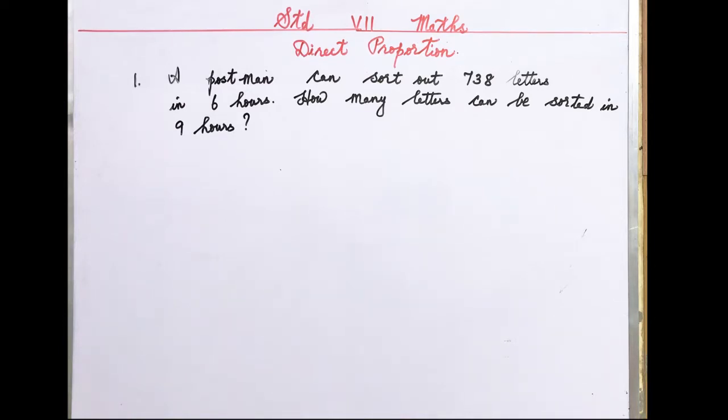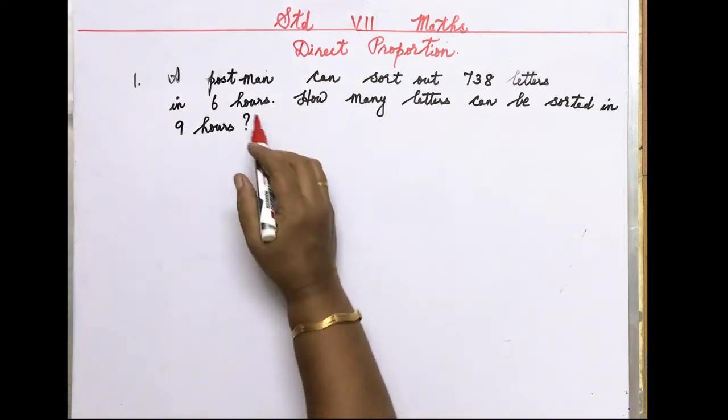In the previous class, I taught you what is direct proportion. So, what is direct proportion? If one quantity increases, the other quantity also increases. If one quantity decreases, the other quantity also decreases. So, the ratio of increase will be constant. Now, we are going to do the sums based on direct proportion. Let us read the question now.